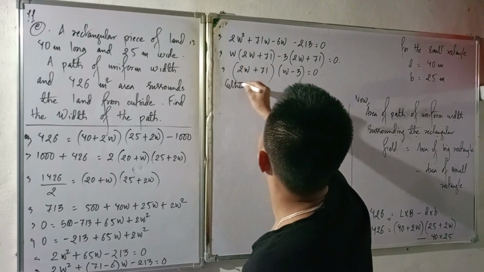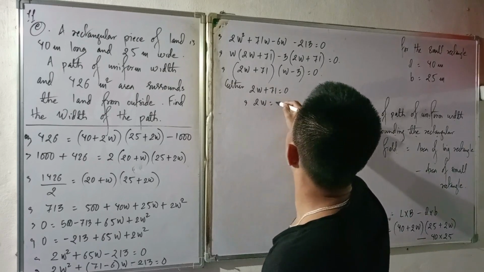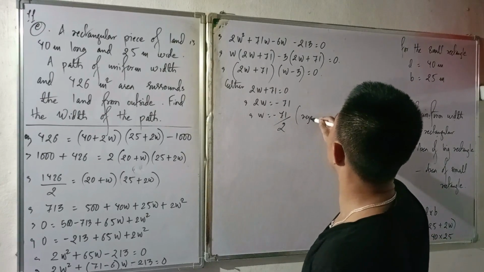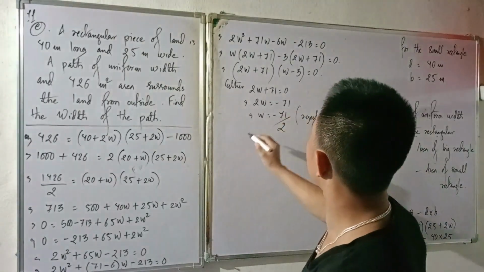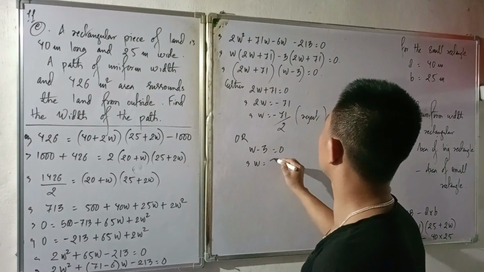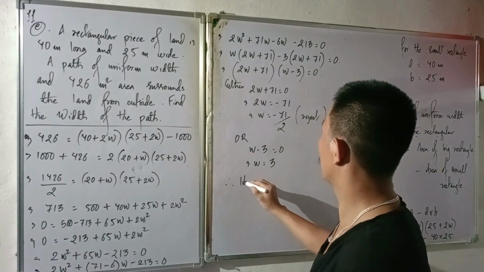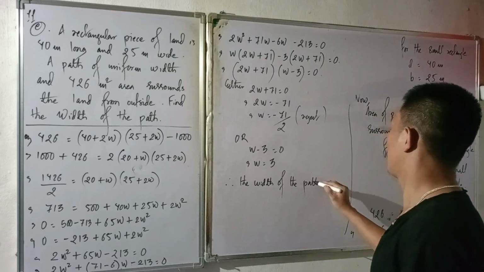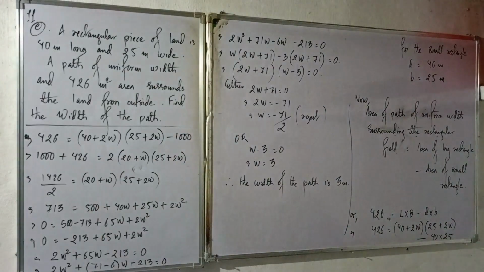Either 2 times w plus 71 equals to 0, or 2w equals to minus 71, or w is equals to minus 71 by 2. You just reject this, as the width length will never be in minus sign. Or w minus 3 is equals to 0, or w equals to 3. Therefore the width of the path is 3 meter. Okay, so this is the answer.